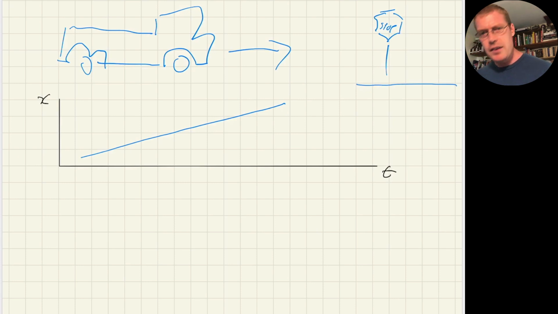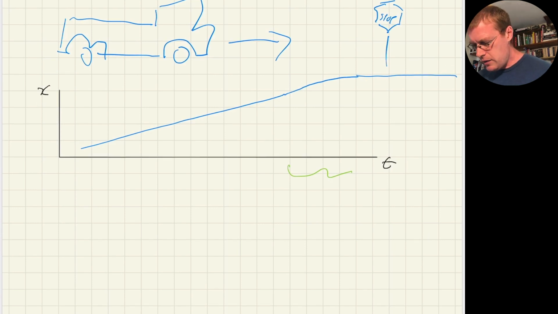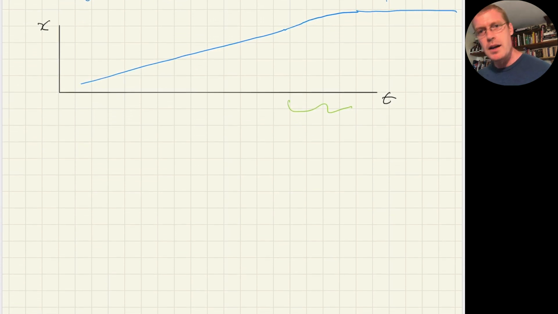Okay, and the only tricky part is this little bit in here when I'm actually doing the stopping, and the graph is going to look somewhat like that. I don't love that. Let me try that again. Look at that. That's nice and smooth. Okay. Given that position time graph, I can make a velocity time graph.